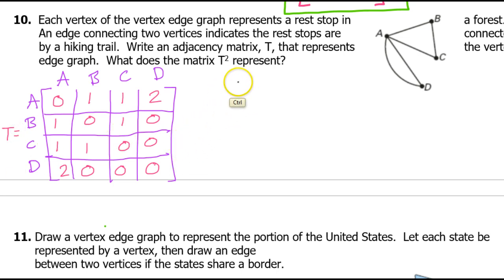Now we're supposed to say, imagine that we had T squared. Does it say we have to find T squared? Just what does T squared represent? Okay, T squared. So look, you guys, if this is matrix T, and I'm not going to fill it in again, and then I have T squared.